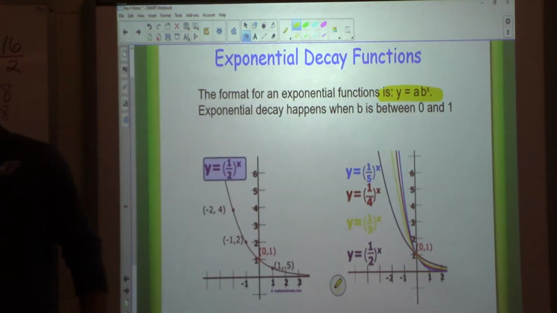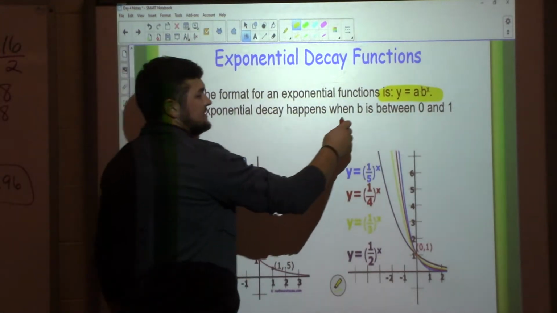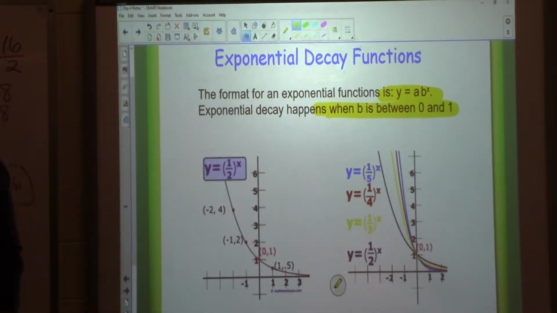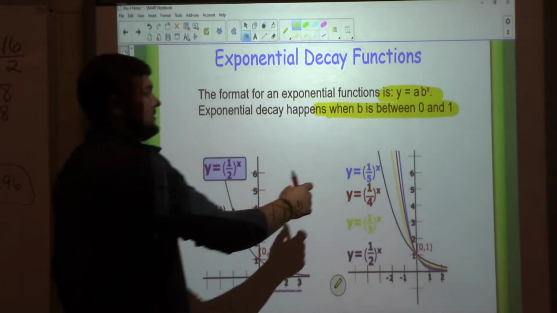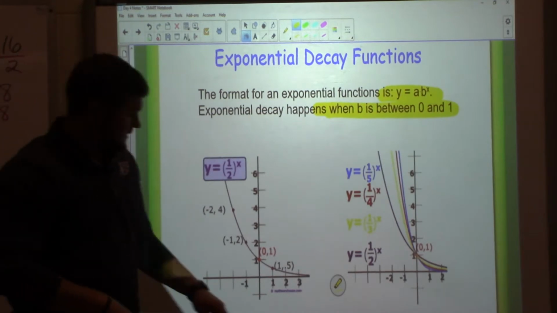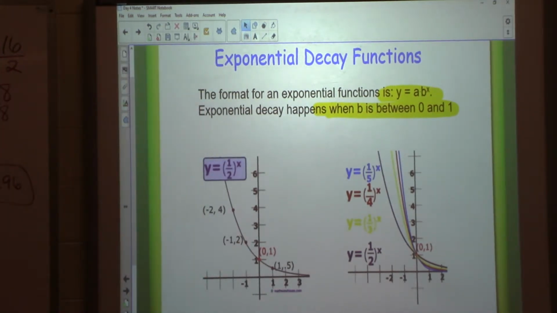y equals a times b to the x. Now decay happens when b is between 0 and 1. So remember when we did our exponential decay functions, we did 1 minus r. That was because we needed to get it between 0 and 1. So we knew it was decay. So it's growth when b is greater than 1, decay when it's between 0 and 1.